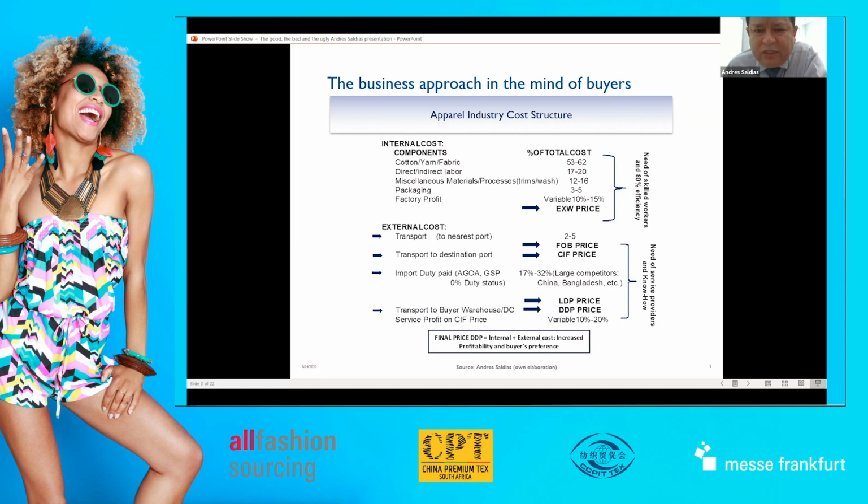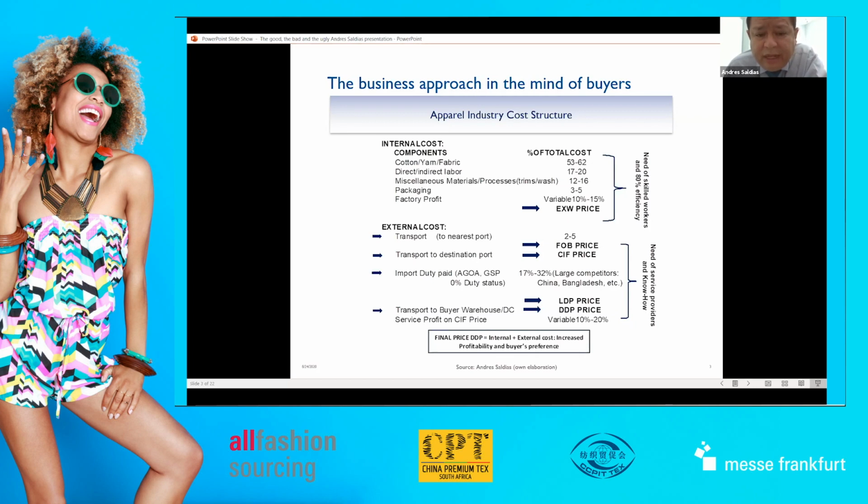And when the buyer is searching for a new supplier, they try to understand how well versed and how skilled the labor force is to reach that efficiency to control only 17 to 20% of the cost. We'll talk about fabric later on. And then it's the external cost. How much is it going to cost to the nearest port and to the destination port? It's between 3 to 5%.